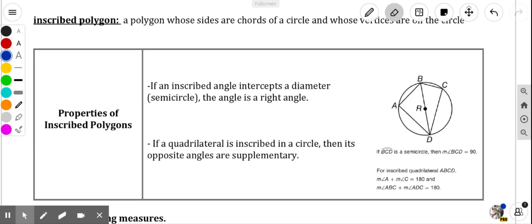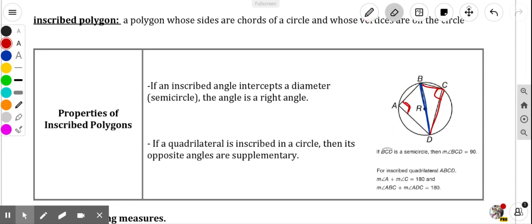Okay, so some properties of inscribed polygons. The first one says if an inscribed angle intercepts a diameter, or like a semicircle, the angle is a right angle, which makes sense, right? So if I told you that this segment here, BD, was a diameter, notice angle C is an inscribed angle because see how its vertex is on the circle, its sides are chords. So if you think about like how this is 180, this has to be 90 because it's half. So that's how that theorem works. This one is also 90 because it also intercepts that diameter.